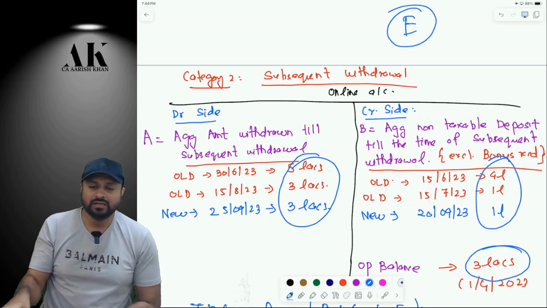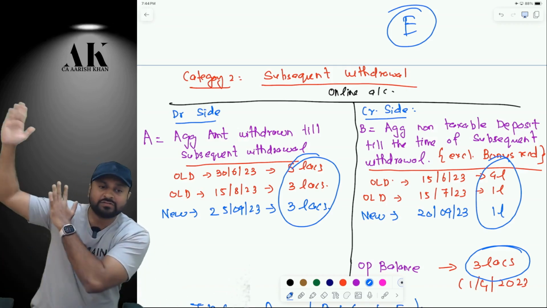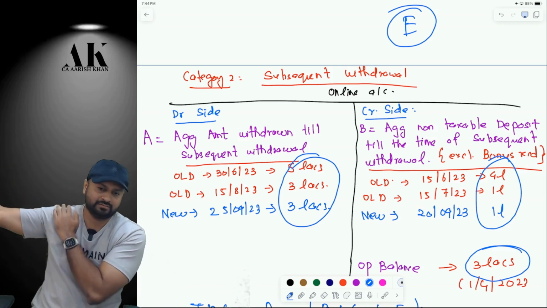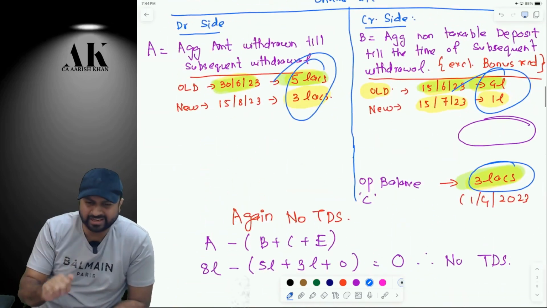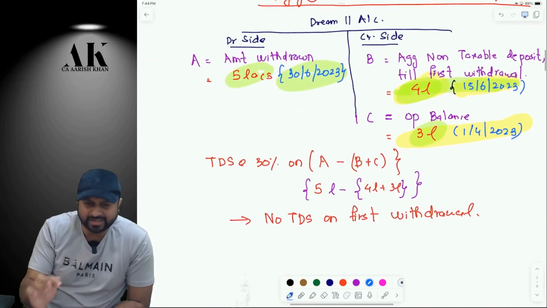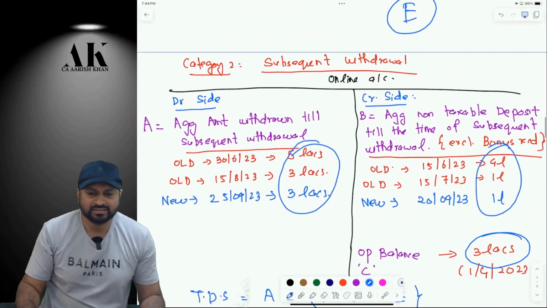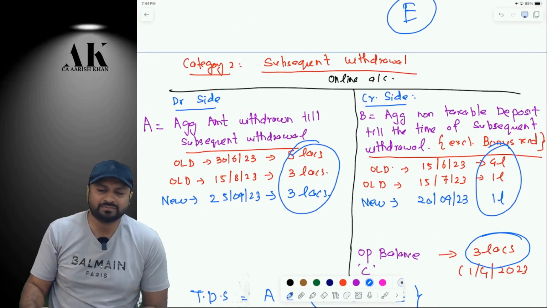E means what? You have to tell the amount on which TDS was deducted earlier. Please tell me on how much amount TDS was deducted so far. Was any TDS deducted here? No. Was any TDS deducted here? So what will be the answer of E here? Again 0. Yes or no?